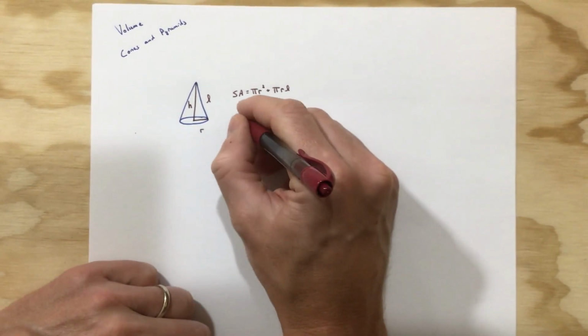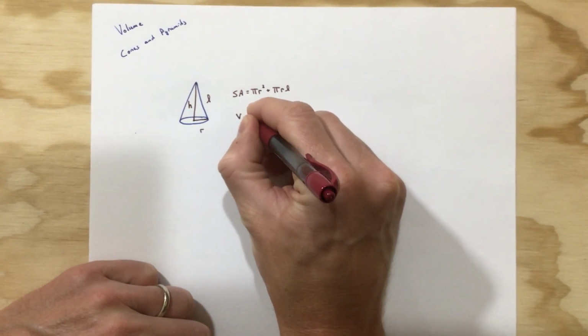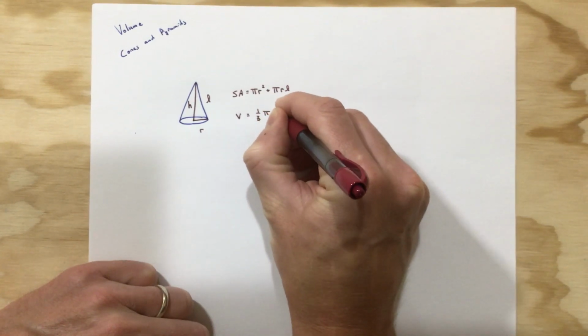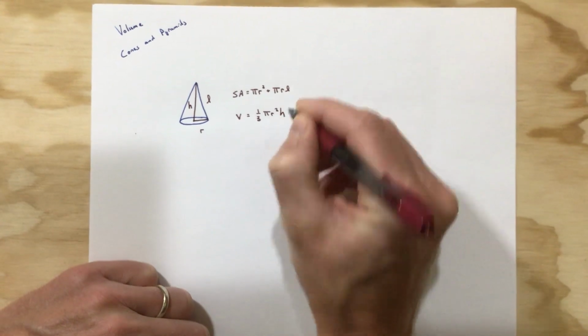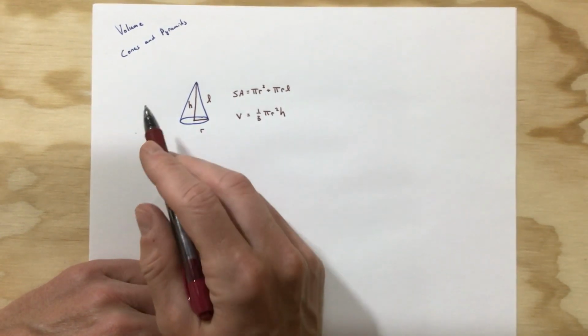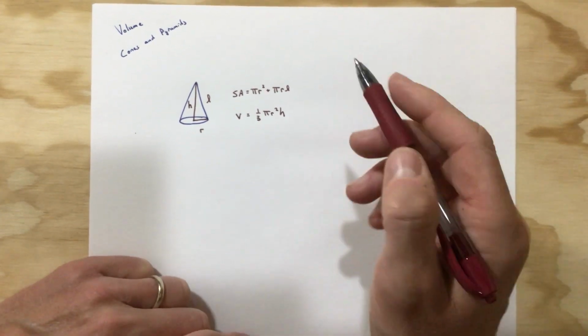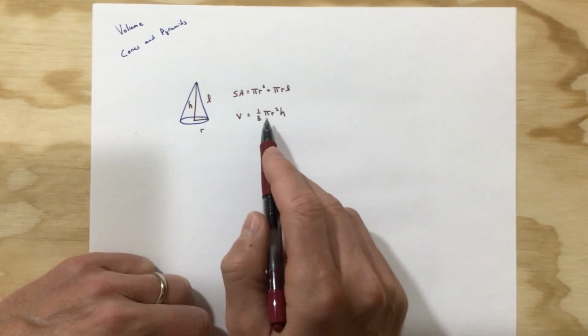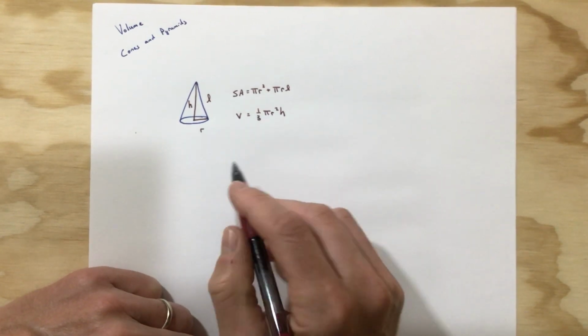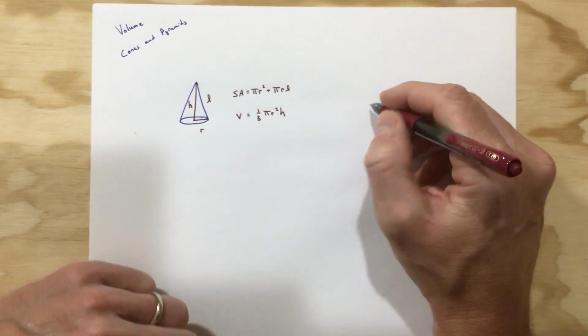The volume actually is really easy because it's just 1/3 pi r squared h. And it turns out that for a cone and a pyramid, it'll be the same thing. Now again, not exactly the same, not 1/3 pi r squared h for a pyramid, but I'll show you what I mean. So now let's look at a pyramid.